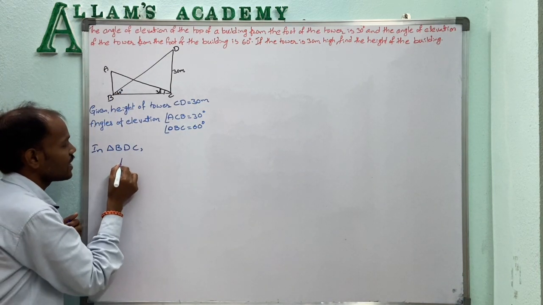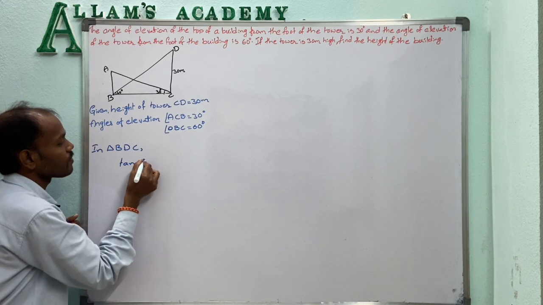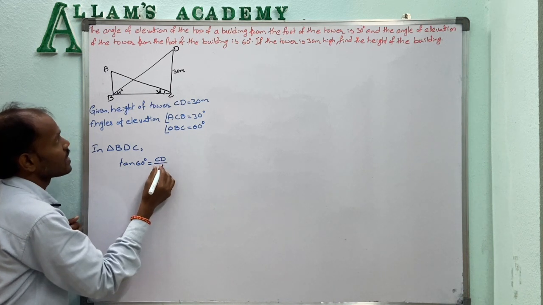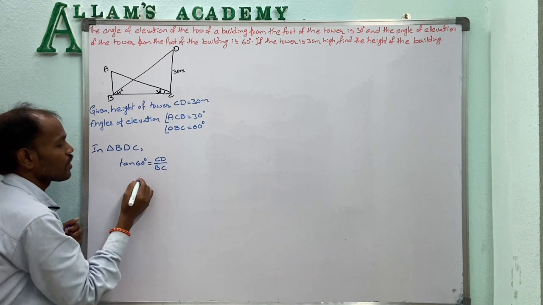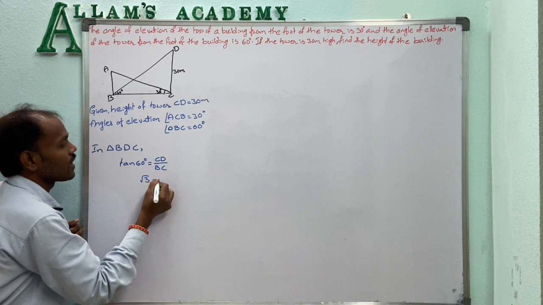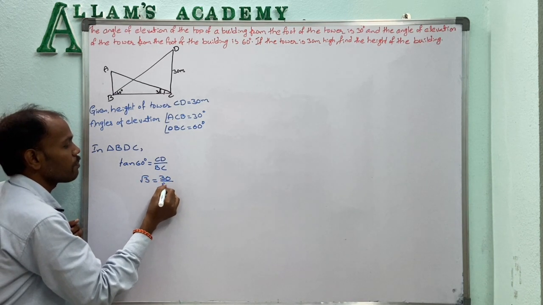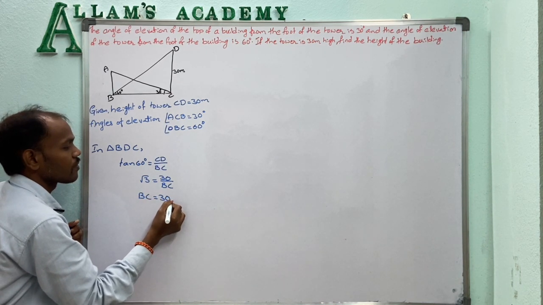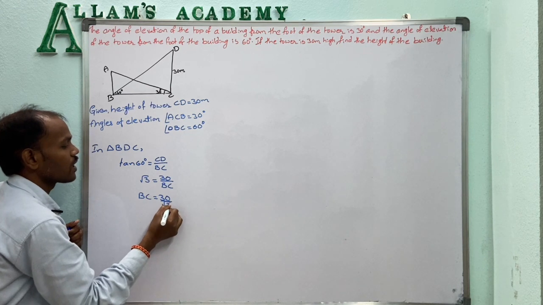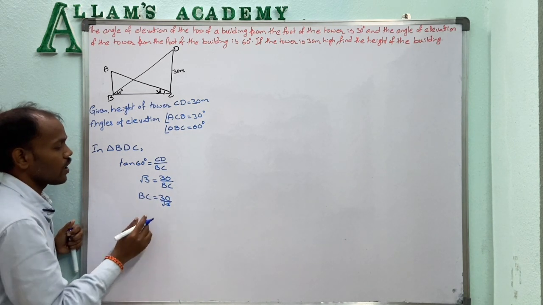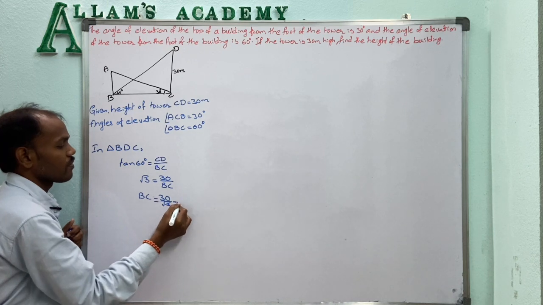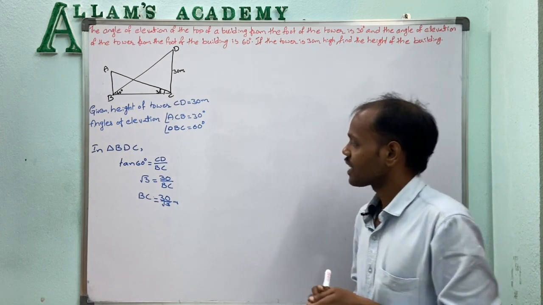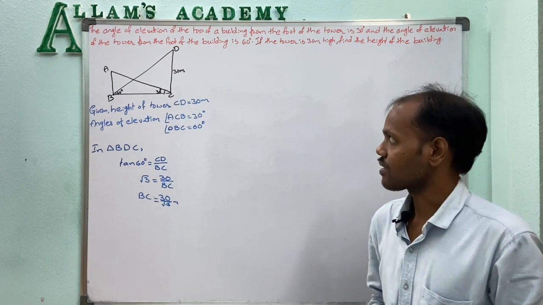So tan 60 degrees equal to opposite side CD by adjacent side BC. So tan 60 equal to root 3, that equals CD value 30 by BC. So now BC equal to 30 by root 3, by cross multiplication. Okay, so the distance between the foot of the tower and the foot of the building is 30 by root 3 meters.